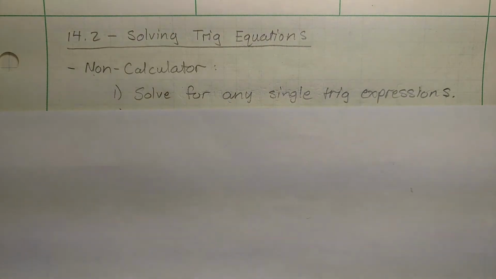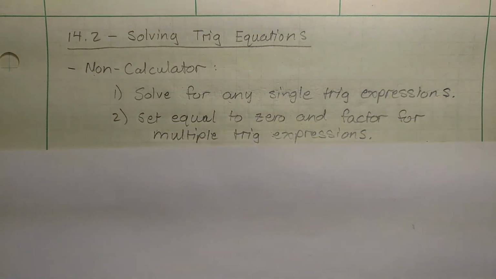A single trig expression is just one that is either like a tangent or like a tangent squared. But if you have multiple ones like a tangent and a tangent squared, then you're going to have to do strategy number two, which is set equal to 0 and factor if you have multiple trig expressions. And I'll show you an example of each of those methods.